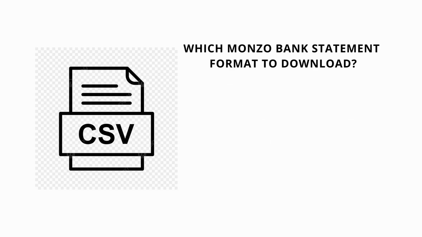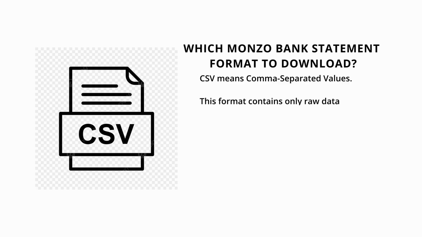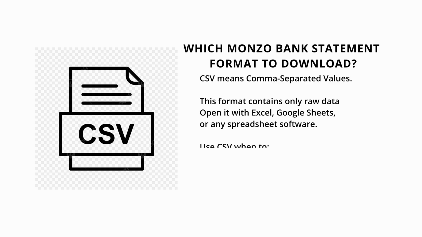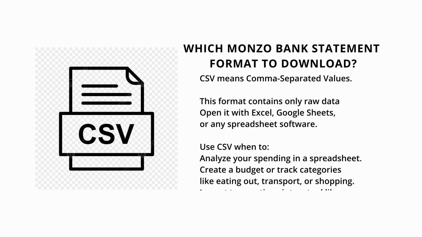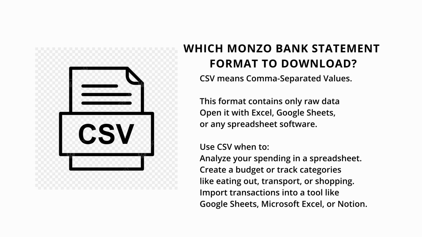Second, CSV. CSV stands for comma-separated values. This format contains only raw data, just transactions in clean rows and columns. You open it with Excel, Google Sheets, or any spreadsheet software. Okay, use CSV when you want to analyze your spending in a spreadsheet. You're creating a budget or tracking categories like eating out, transport, or shopping. Or you need to import transactions into a tool like Google Sheets, Microsoft Excel, or Notion.